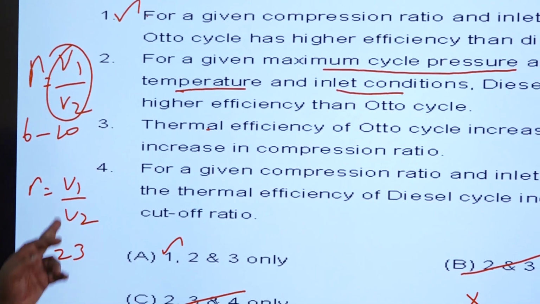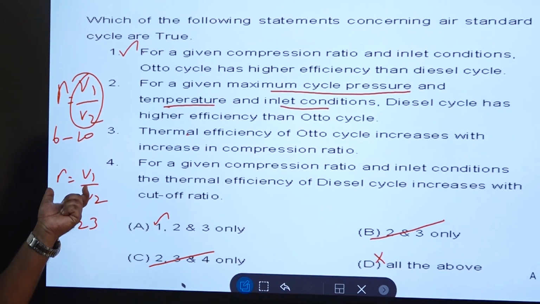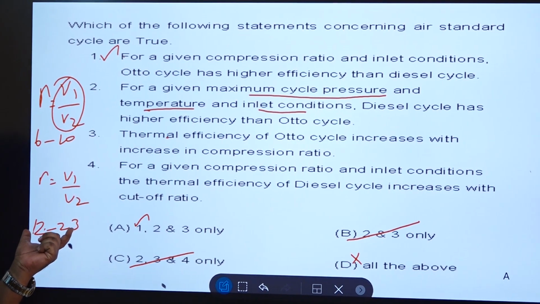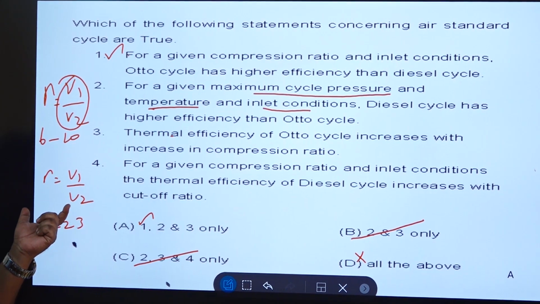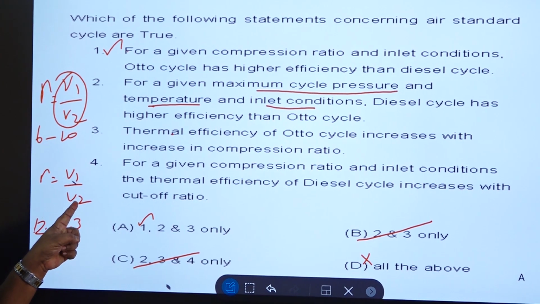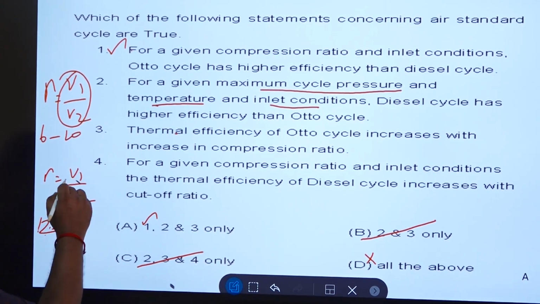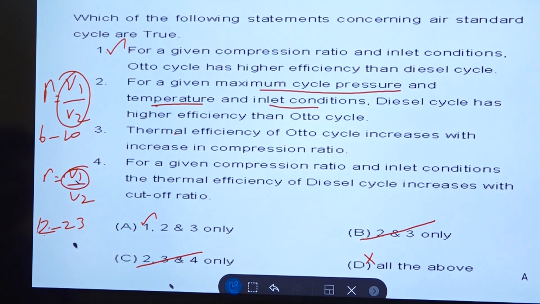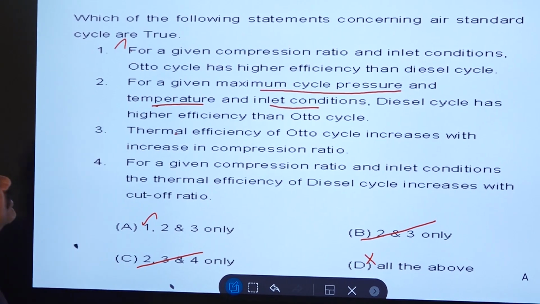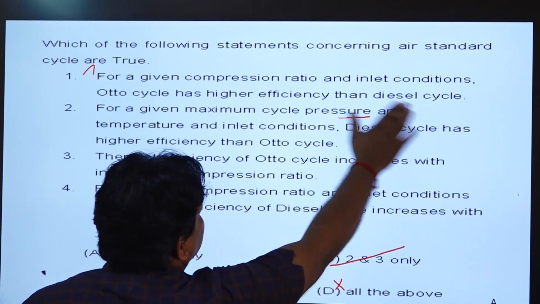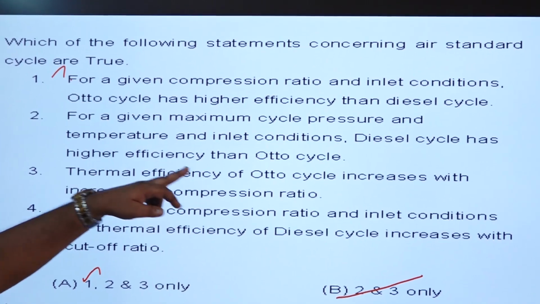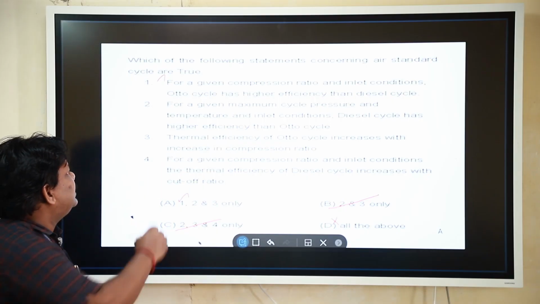These are based on the inlet conditions. So the value also increases, right? The compression ratio value increases. It is based on the inlet conditions. Am I right or not? V1 and V2, these are all inlet. This V1 comes under the inlet condition. So based on this, this value also increases. The higher compression ratio leads to higher efficiency. So this diesel cycle has higher efficiency than Otto cycle.